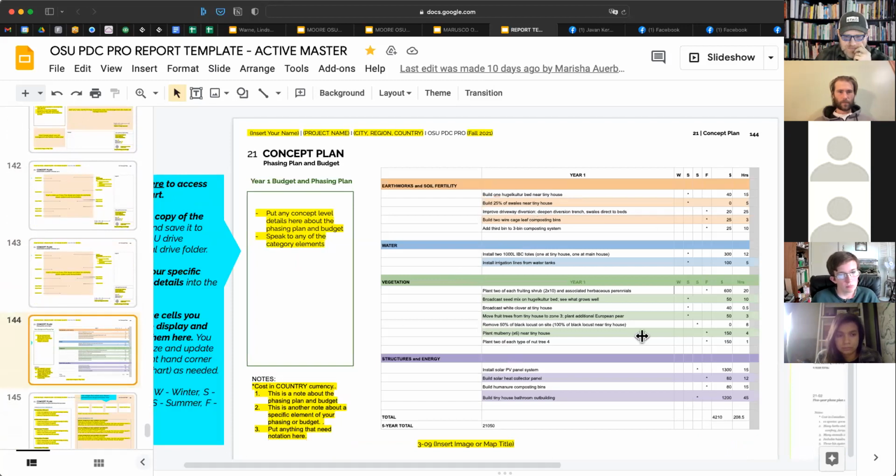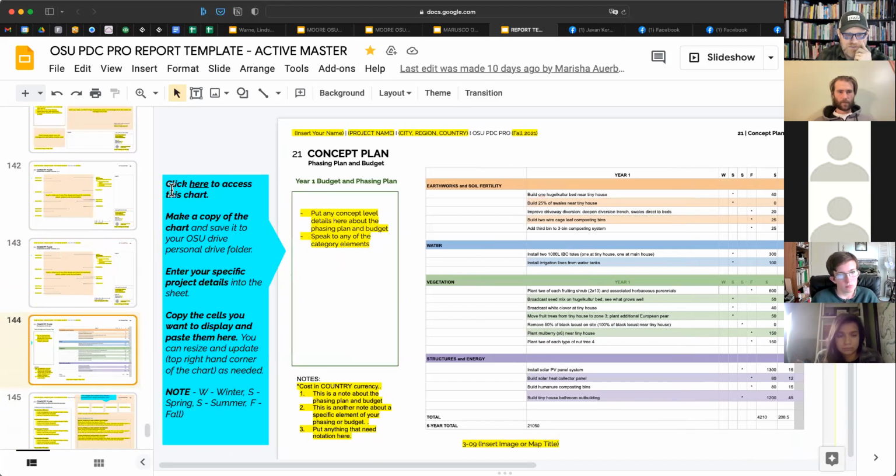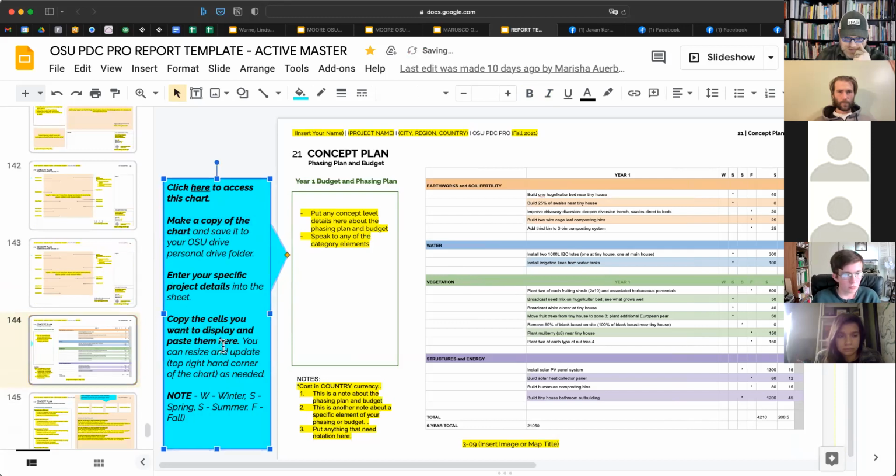So you'll see here I've created this chart for folks, and you'll see here, these are the instructions. Click here to access, make a copy of the chart. Don't ask me for permission. Just like all of these, it's not about permission. It's about making a copy. Enter your specific project details, copy the cells you want to display and paste here.